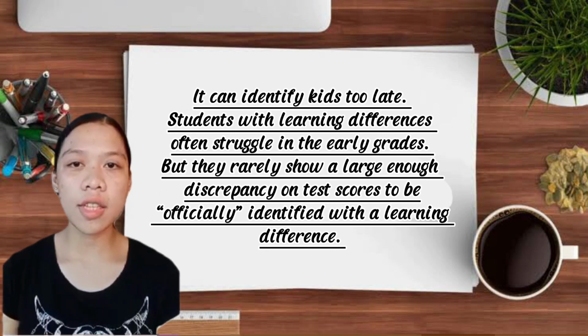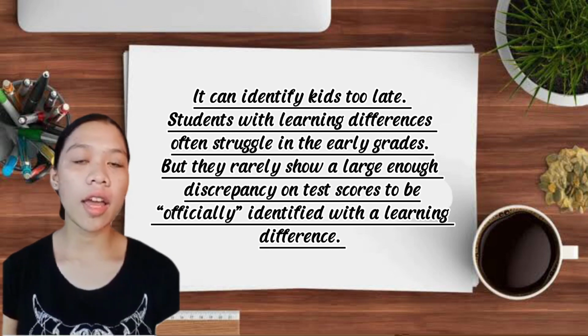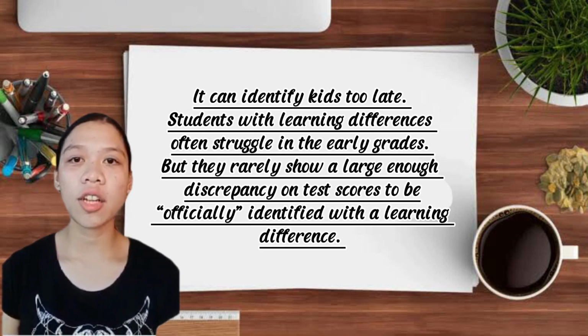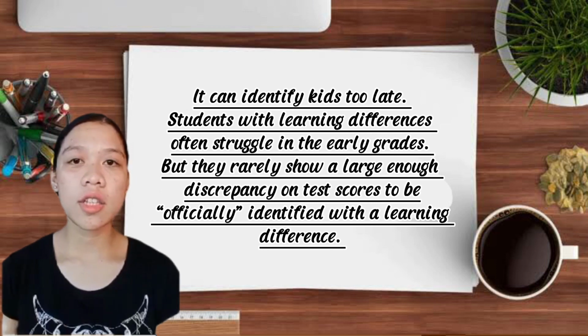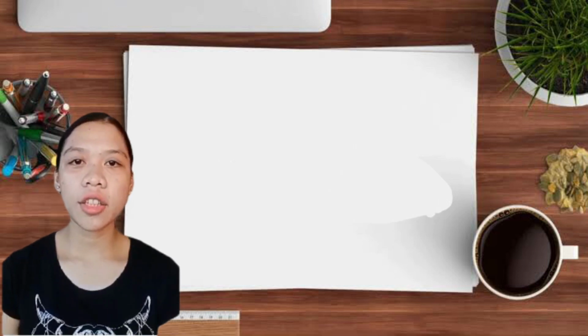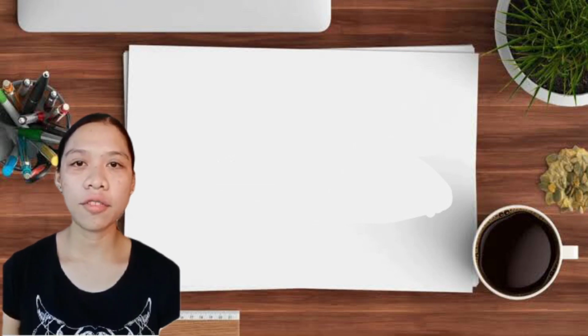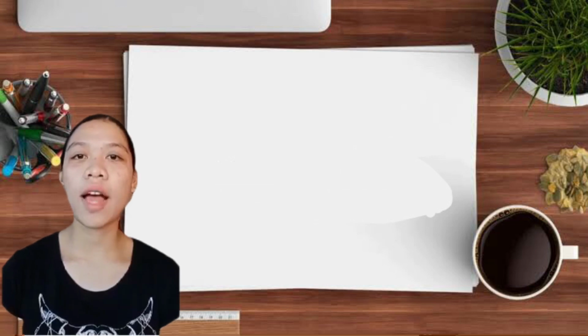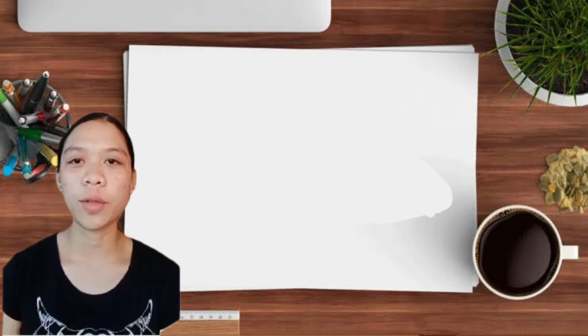Students with learning differences often struggle in the early grades, but they rarely show a large enough discrepancy on the test score to be officially identified with a learning difference. It's generally not until 3rd or 4th grade that the work gets hard enough for the discrepancy to become large enough. This can lead to a wait-to-fail situation. Kids don't receive help until they are doing poorly in school.